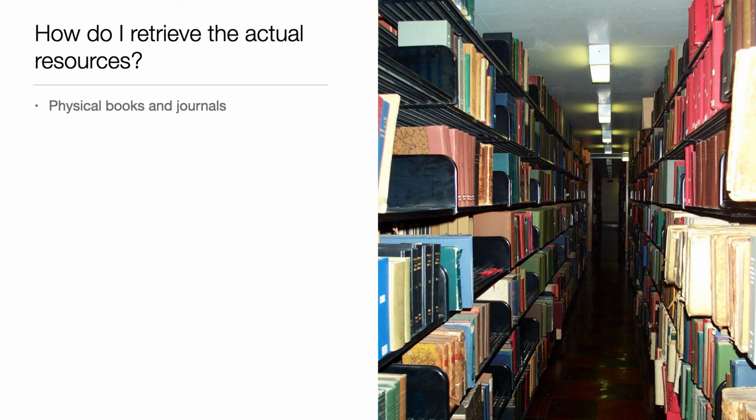So physical books and journals obviously must be retrieved in a physical library. Sometimes the book or the journal article that you want may not be available in your local library. That's very likely if it's a specialized topic. Then you can always ask your librarians to request it via so-called interlibrary loan.